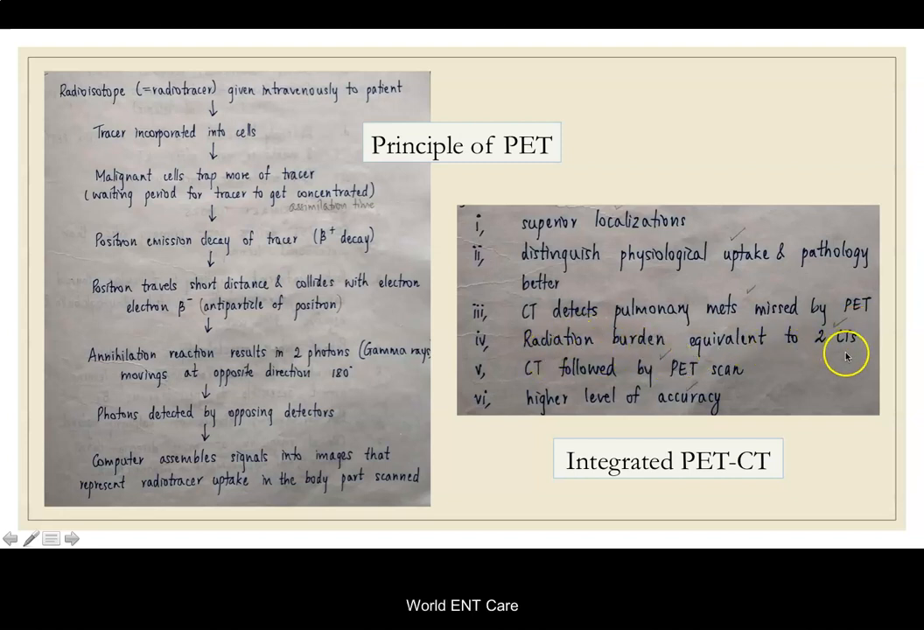Radiation burden is equivalent to two CTs. You must remember that when you integrate PET with CT, you are adding an additional radiation burden to the already existing PET scan. PET already has a radiation burden. When you integrate it with CT, the radiation burden is equivalent to two CTs. Usually CT is followed by the PET scan, and this integration allows you a higher level of accuracy. So remember: better localization, distinguishing physiological and pathological uptake, CT detects pulmonary mets better, which are usually missed by PET, radiation burden is more than just one CT, CT is followed by PET scan, and usually this results in higher accuracy.